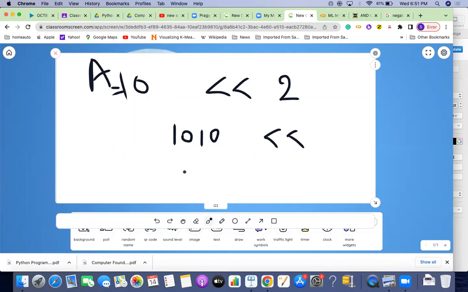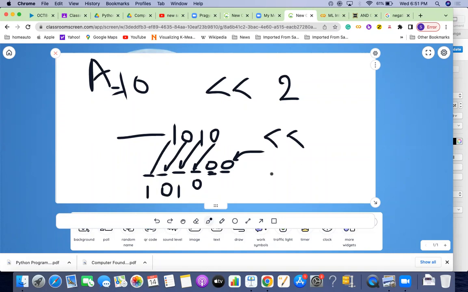Each bit has a position, and assume that nothing else is there, so the other positions are all 0. This number will be shifted by 2 bits, which means new values will come in: 0 and 0. Each bit moves two places to the left. So what is our result? 1 0 1 0 0 0. So you now know what a shift is, correct?